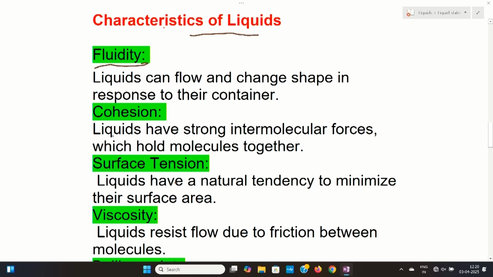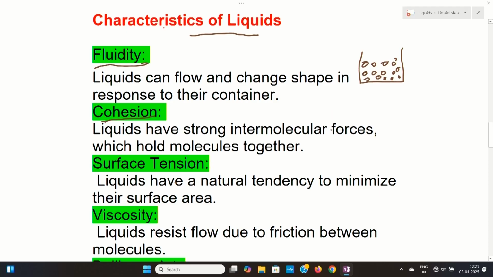The next characteristic is cohesion. Because of this molecular arrangement and there is a little more empty space, the liquids have strong intermolecular forces between them. But it is not like solids. In the case of solids, the intermolecular attraction forces are strong, but in gases the intermolecular attractive forces are negligible compared to solids and liquids. In the case of liquids, it is in between solids and gases. So, because of that, it shows the property of cohesion.